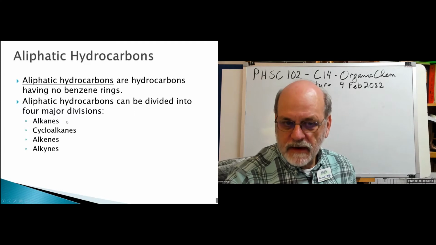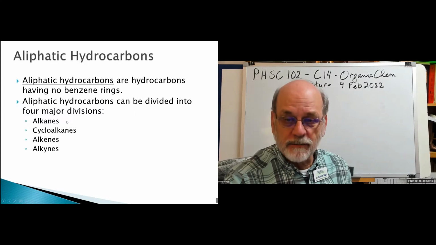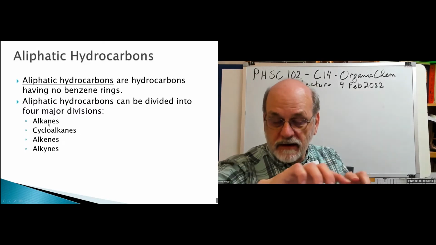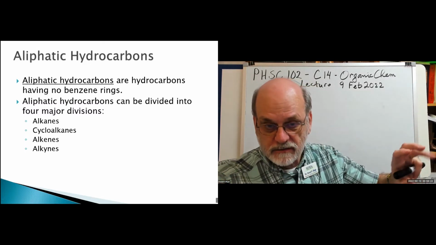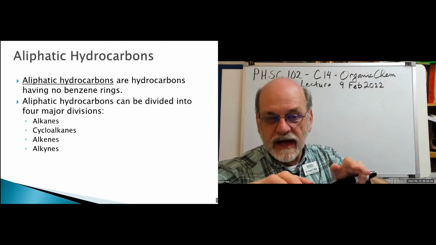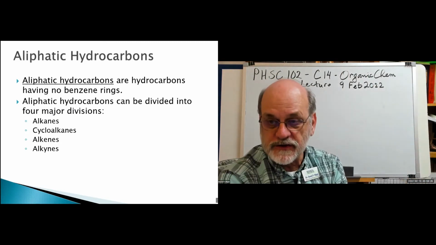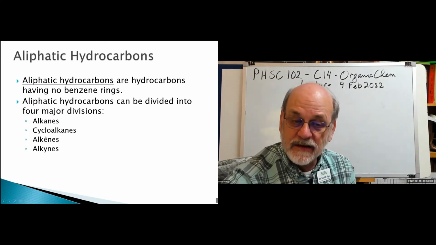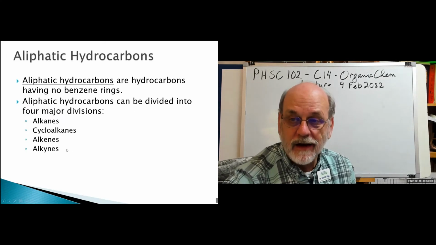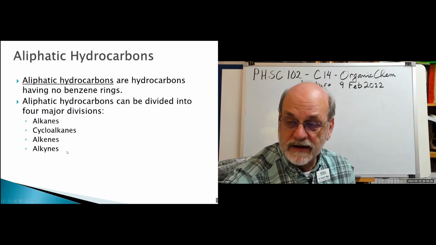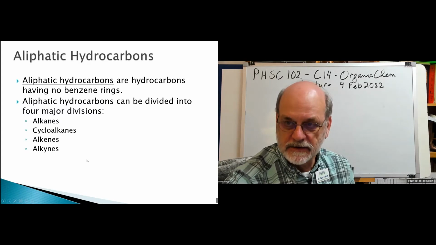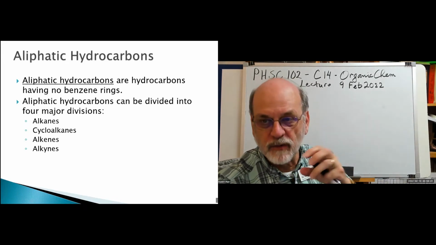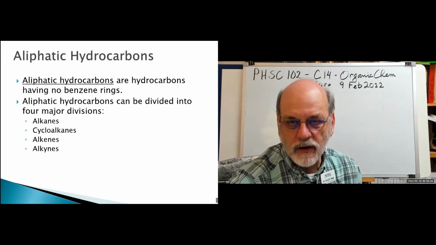So we always start with the alkanes. They're the very simplest. Then we can take the alkane, which is a straight structure or perhaps branched, and turn it into a ring structure for cycloalkanes. Then we can take the alkanes and put a double bond in there and make an alkene, or put a triple bond in there somewhere and make an alkyne. So that's the progression. That's why we start with alkanes, because the rest of them are built upon the alkane structure.